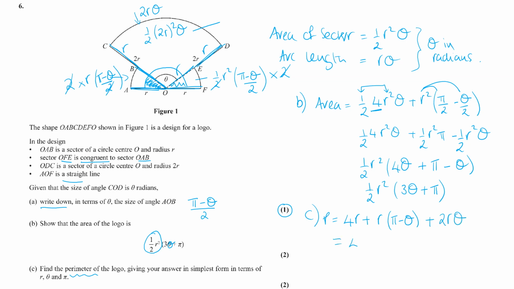So let's tidy up. 4r plus r pi minus r theta plus 2r theta. So we've got 4r plus r pi, and 2r theta minus an r theta is just plus r theta.